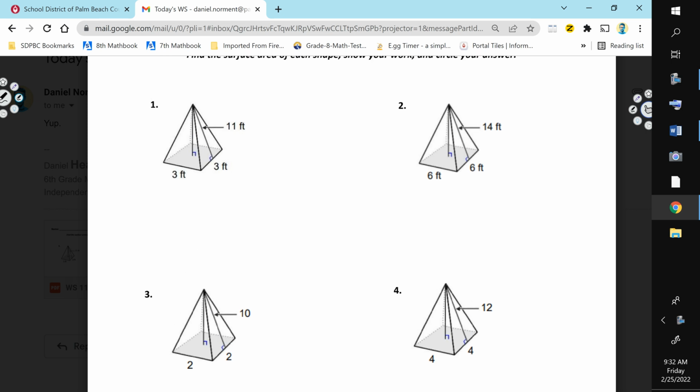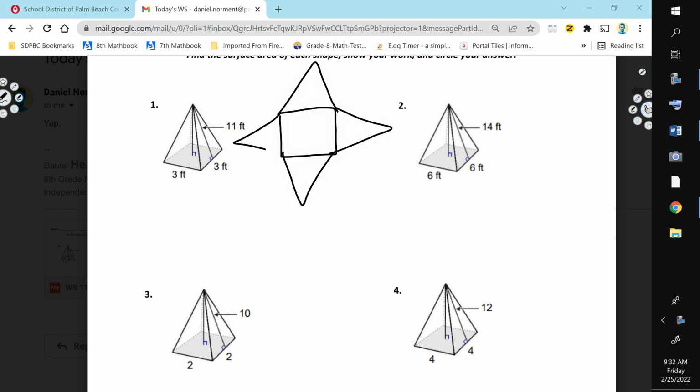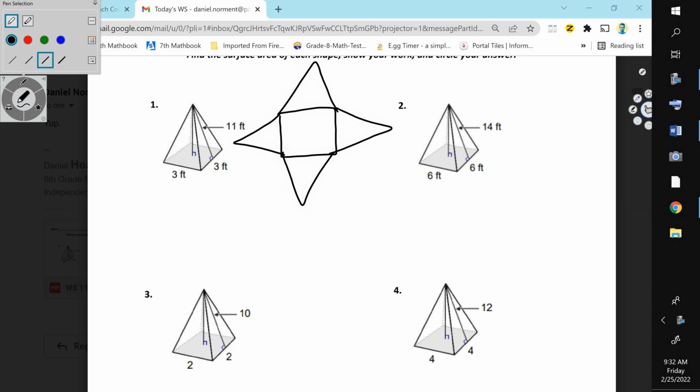So with each one of these, what I'm going to do is start with a net, and then I'm just going to find the area of each of the 5 faces, starting with the base. And the base for these is always going to be square. See that? That's the base right here. This is the base. And what do you do with these two numbers? You just multiply. And that gives you the area right there.